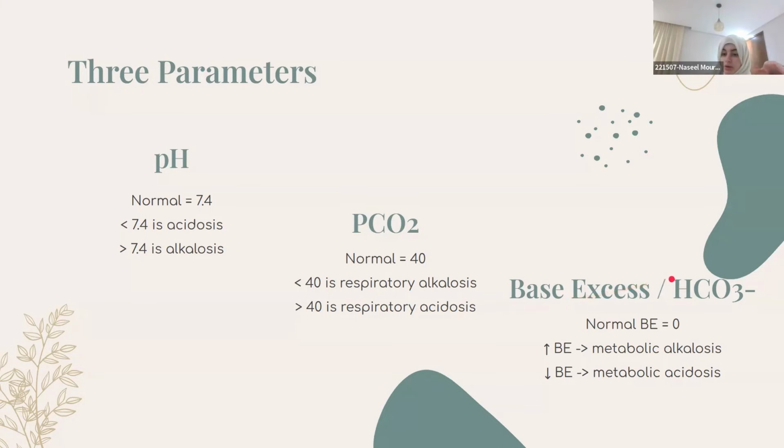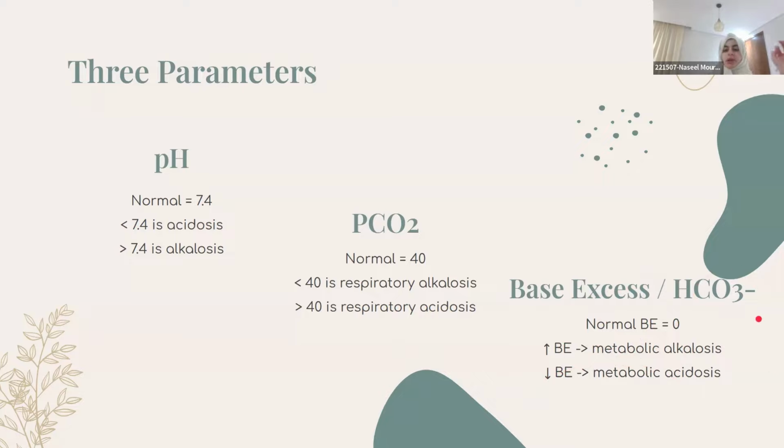For the third parameter, you either have bicarbonate or the base excess. The normal base excess is 0. I mentioned that before. However, if your base excess goes up, that means you're having more base, and so you're having a metabolic alkalosis. If it goes down, this means metabolic acidosis.